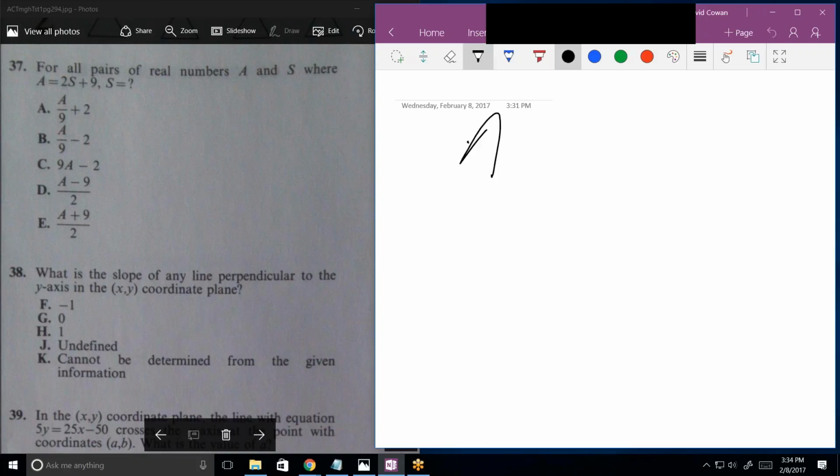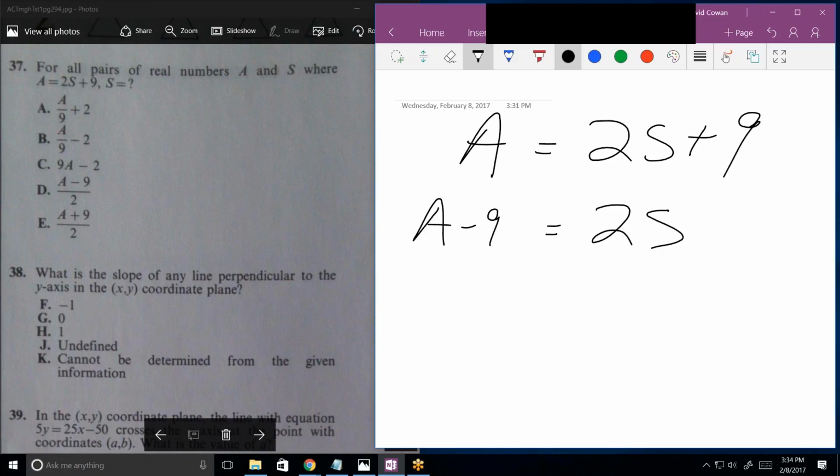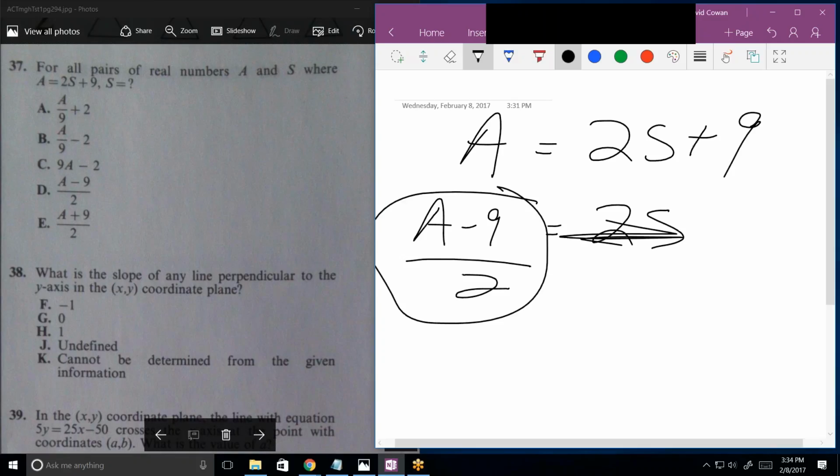S is equal to... Solve it algebraically, step by step. First, I would subtract the 9. So A minus 9 equals 2S, and then I divide it by 2. So this is our answer. And we don't see that answer on there. Oh, yes, we do, actually. It's D.